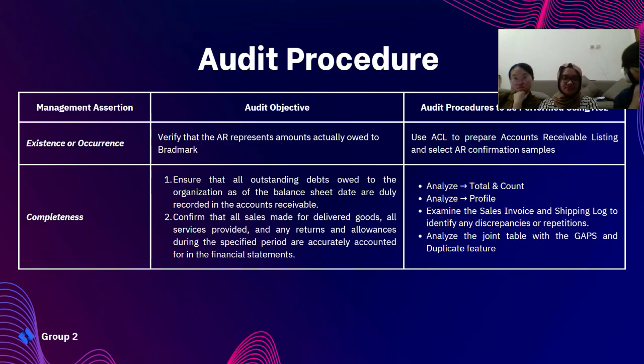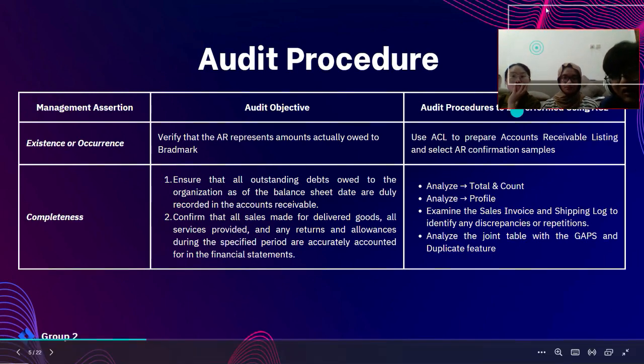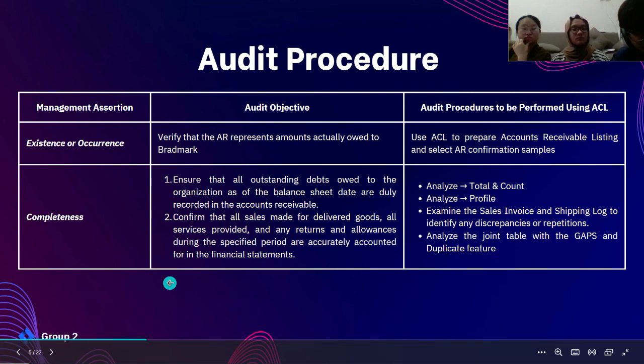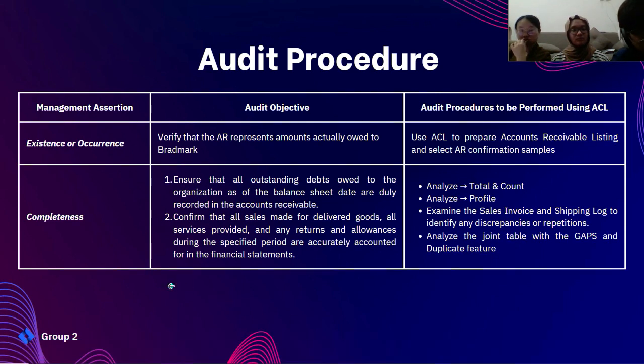Okay, so here is the audit procedure. Basically, we want to know the assertion of existence or occurrence. The audit objective is to verify that the AR represents amounts actually owed to Bradmark. So what is the audit procedure using ACL? We use ACL to prepare accounts receivable AR confirmation samples. After that, we move to the completeness assertion.